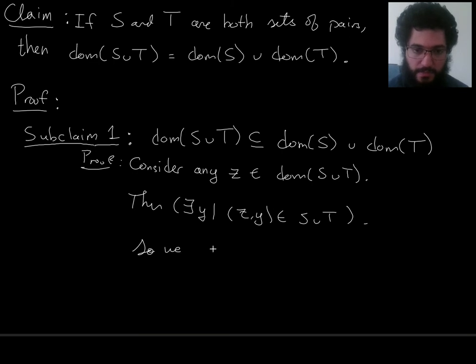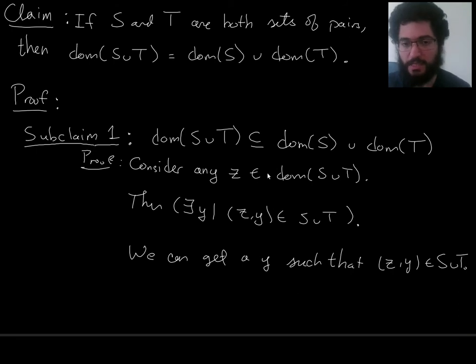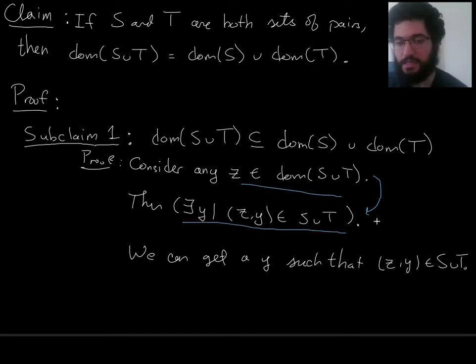So, we can get a y such that the pair zy is in S union T. Now, usually what people will do is they will use axiom 5 implicitly without explicitly writing everything down every time they use it. So the transition from this to this will just get skipped over. People will say z being in there is this statement.